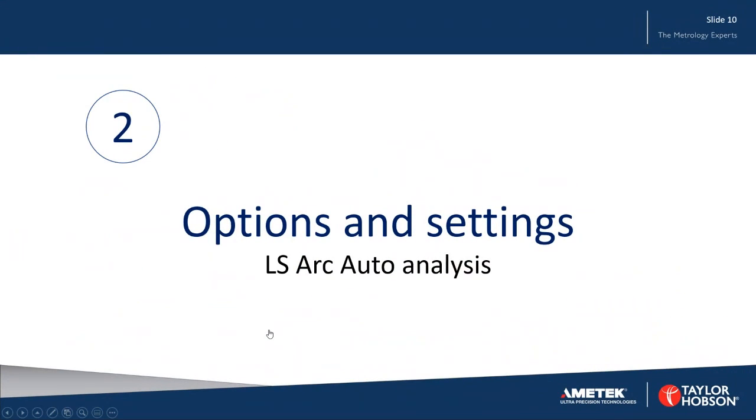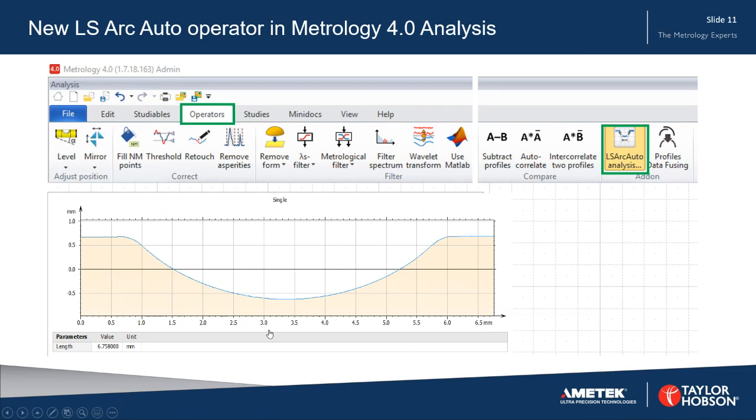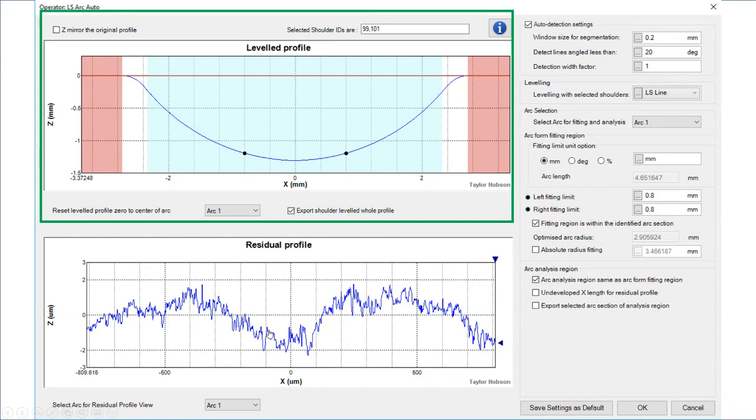So let's have a look now at some of the options and settings in LS-Arc Auto Analysis. Once we have the profile, we can open the dialog box, and here it is. And we can see the profile there that we've measured, and it's automatically leveled it on the regions marked in pink, and on the central section in violet, that defines the region that is available for analysis as an arc.